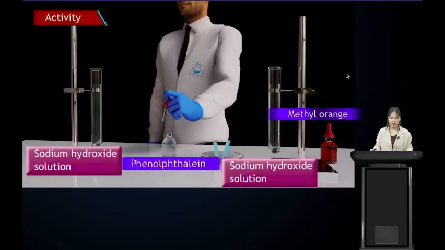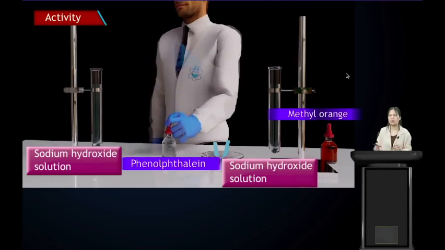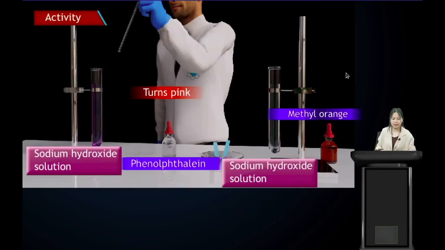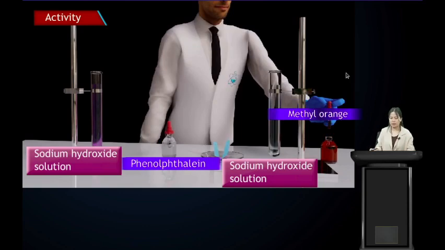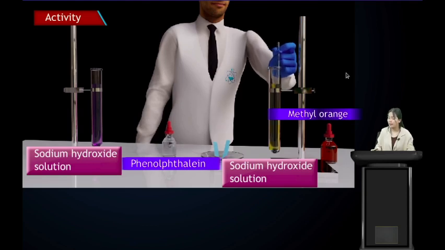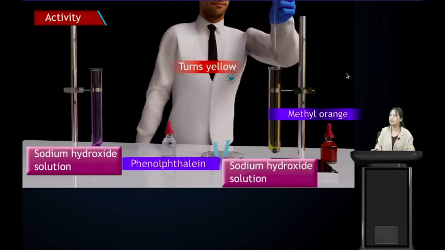Another example you can do here is take sodium hydroxide again in two test tubes and add phenolphthalein. We see that the solution turns pink. So phenolphthalein is pink in base. What about methyl orange? What happens when we add methyl orange into the test tube containing base? We see that it turns yellow. So here we see that phenolphthalein in base turns pink and methyl orange in base turns yellow.